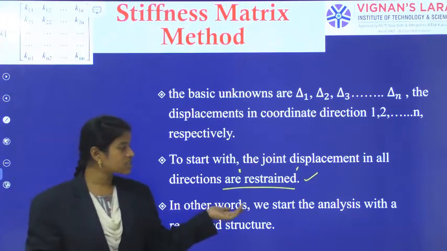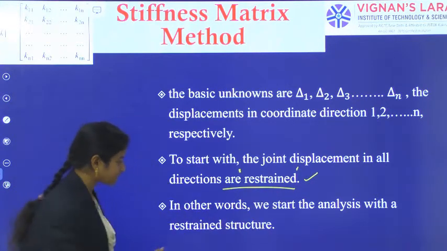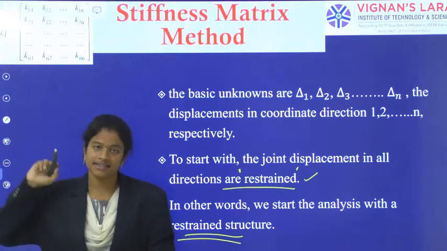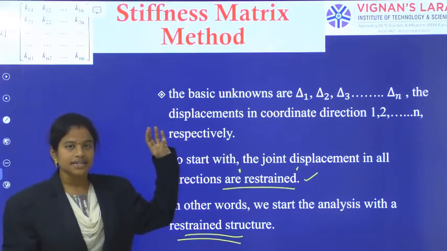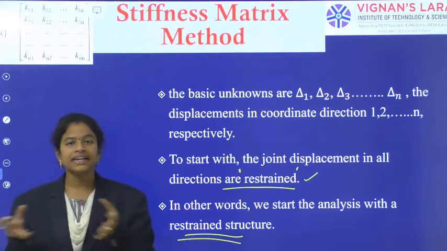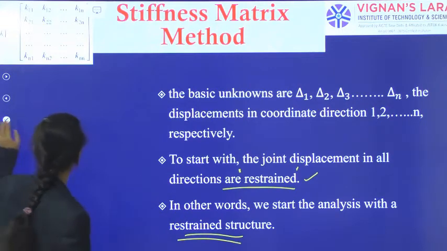In other words, we start the analysis with a restrained structure, not a released structure. For the stiffness matrix, the restrained structure is the first step. For the flexibility matrix, the released structure is the first step.